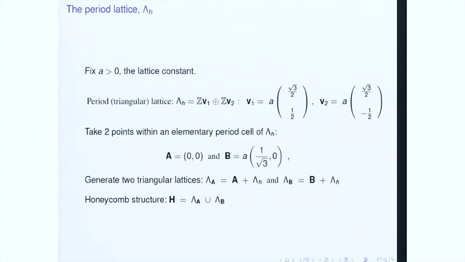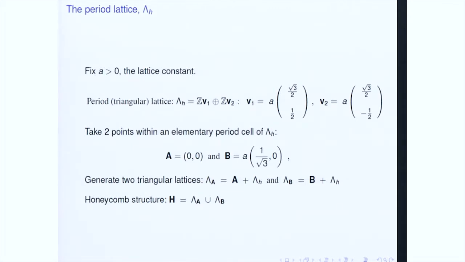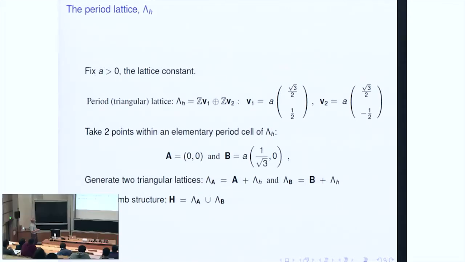So first, let's start with the honeycomb period lattice, the basic period lattice. So this is a triangular lattice of equilateral triangles. We take a constant A, which you could just take to be 1 in this talk, which is the lattice constant. So this is the distance between sites, and then take 2 vectors, V1 and V2, these special vectors. These will generate a lattice. If I look at integer linear combinations of V1 and V2, I get a bunch of points in the plane, and you could connect them so you have equilateral triangles.